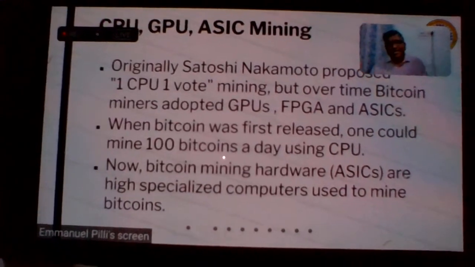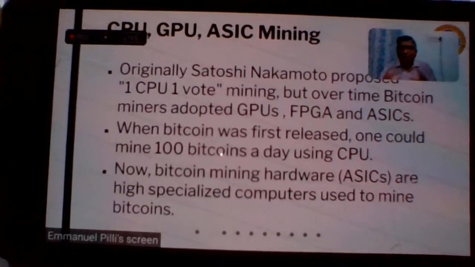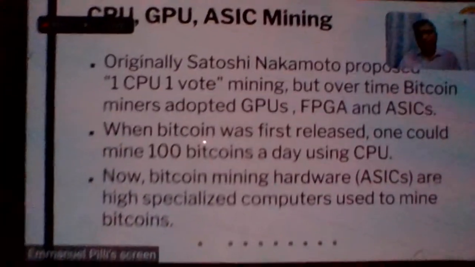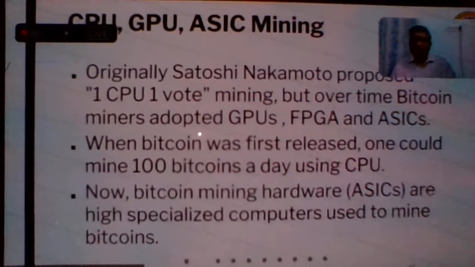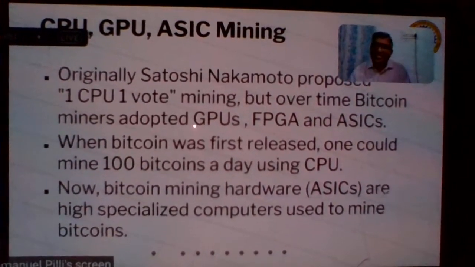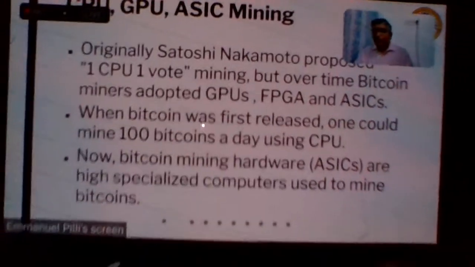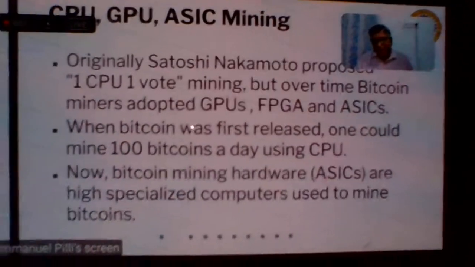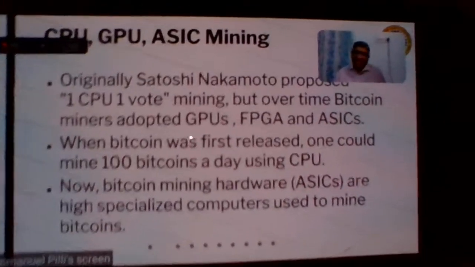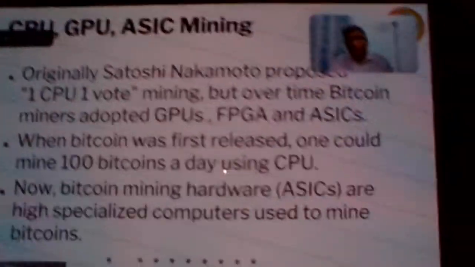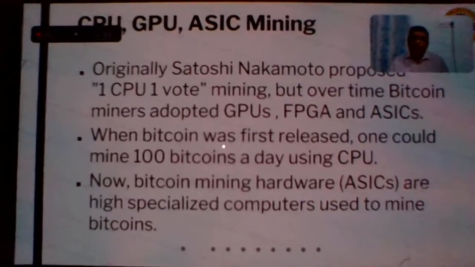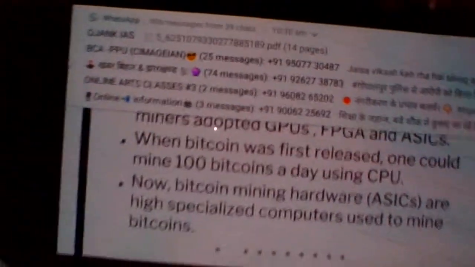This ASIC is a full computer in itself, but it has only one job, and that is it runs a mining algorithm and gives you values. You use those values and check whether it is correct or not. That whole process is done using that ASIC. Now, once the ASICs came, people started doing it left, right, and center. They started creating blockchains because the Bitcoin mining hardware, highly specialized computers, were created.